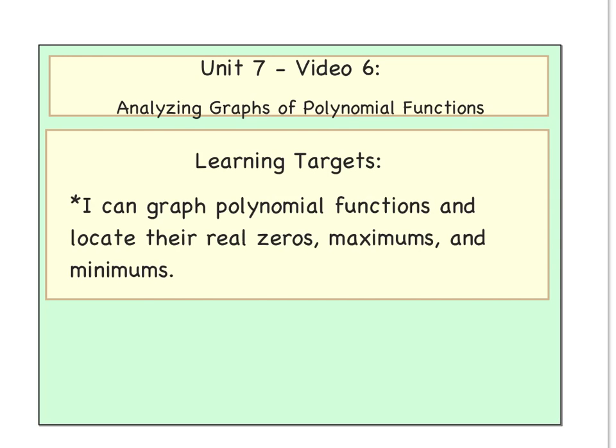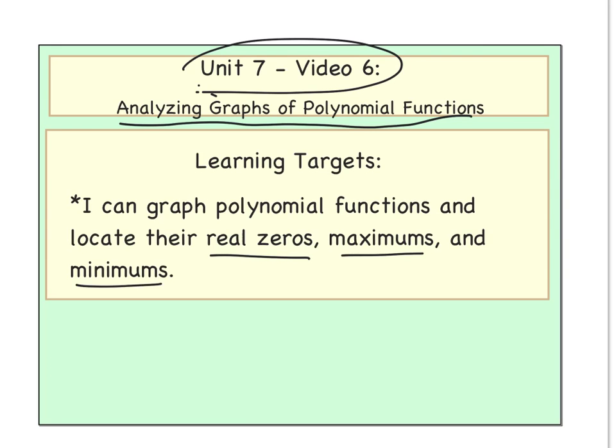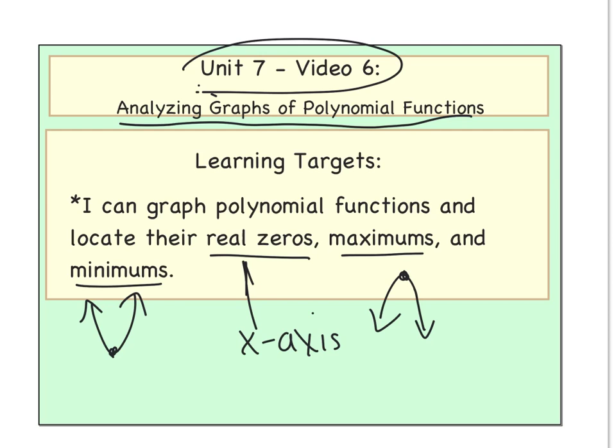We are looking at 7.6, talking about looking at graphs of polynomial functions. We need to be able to figure out real zeros, maximums, and minimums, and kind of what they look like. Real zeros are just where it crosses the x-axis. Maximums, of course, are where they top out. Minimums are where they bottom out. So that's kind of what you're looking at there. Now, let's get into it here.